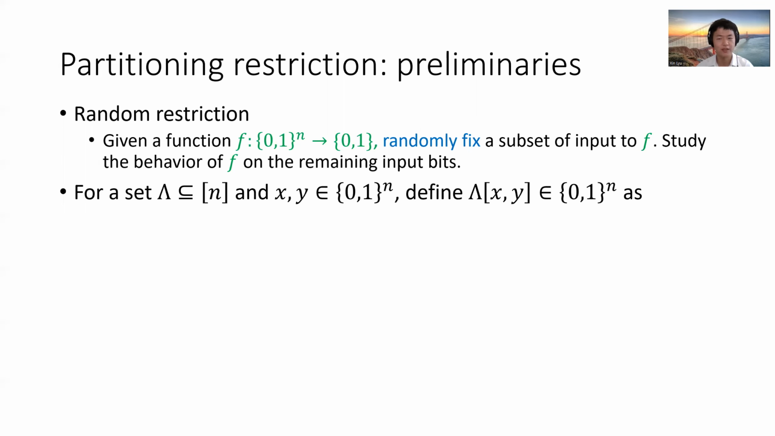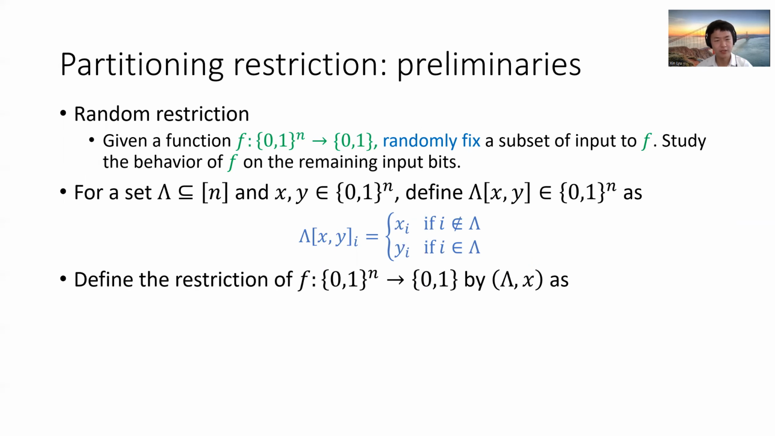We define a notation for this. For a set lambda and two binary strings x, y, define lambda of xy as a new n-bit binary string as follows. In particular, for each coordinate i, if i is not in the set lambda, we set the ith bit of lambda xy as x_i, otherwise we set it as y_i. We define the restriction of f by a pair lambda, x as the following new function. Roughly speaking, this is fixing all but the lambda part of the input, and then considering how f depends on the unfixed bits.